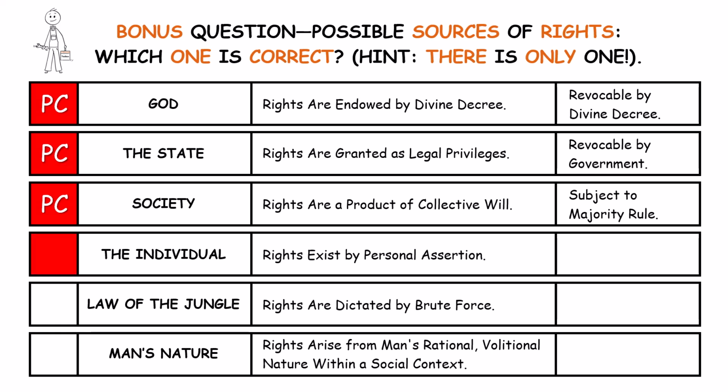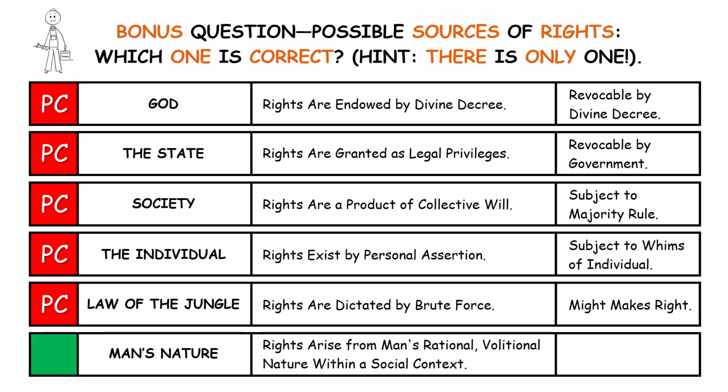How do we know the individual isn't the source of rights? Because rights would then be based on personal whims, making them subjective, not objective, and rooted in the primacy of consciousness, not existence. How do we know the law of the jungle isn't the source of rights? Because it reduces rights to brute force, might makes right, making them subjective, not objective, and rooted in the primacy of consciousness, not existence.